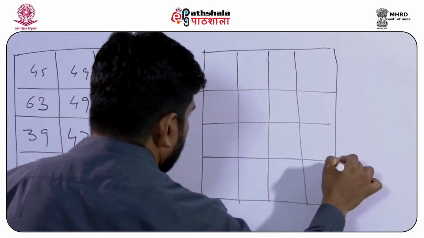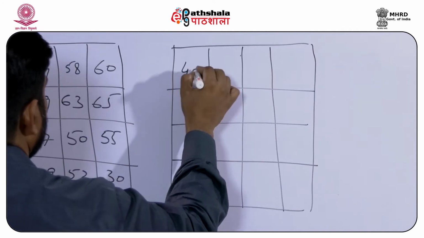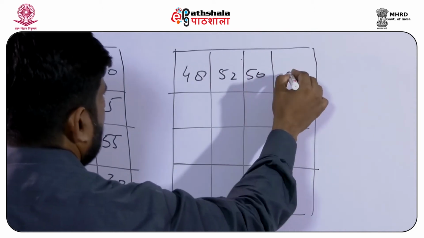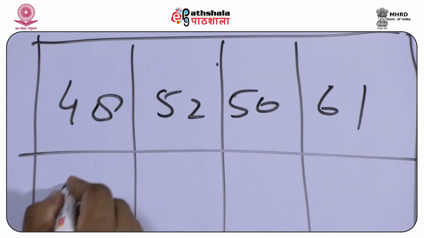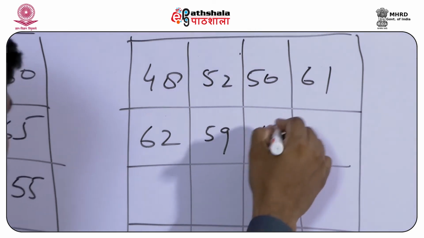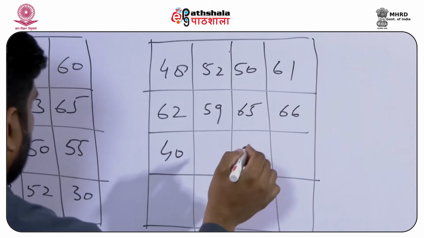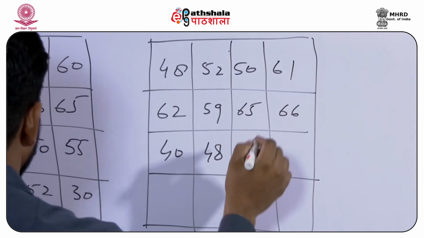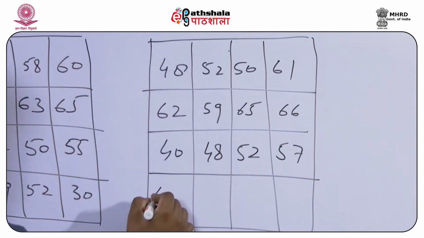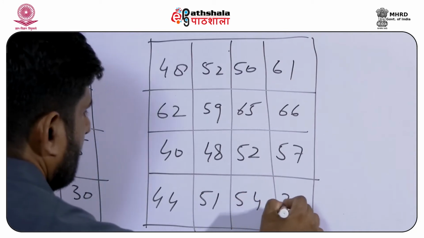again we will take the corresponding pixels here, where the values may be, let us say, 48, 52, 50, 61, then 40, 57, 32.